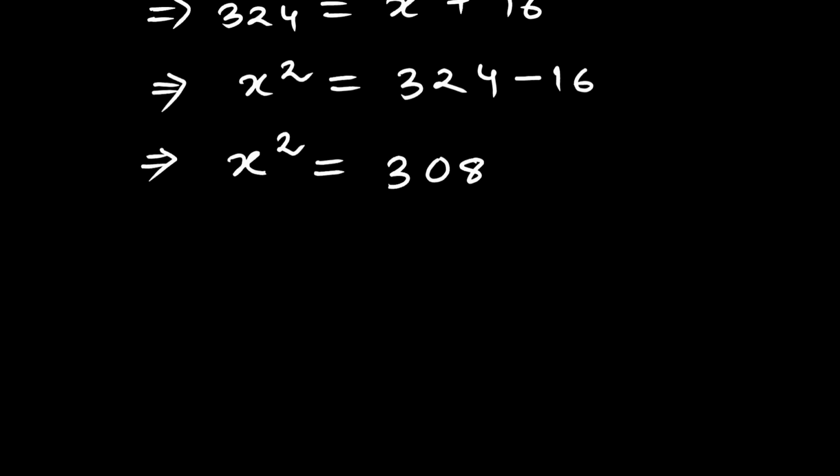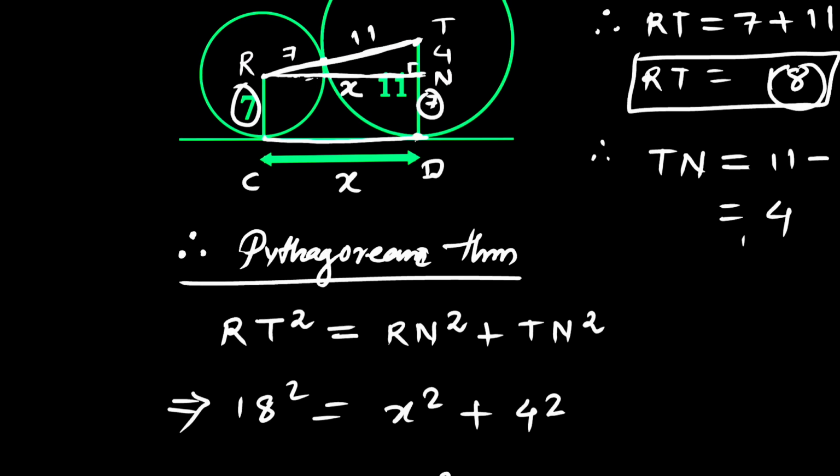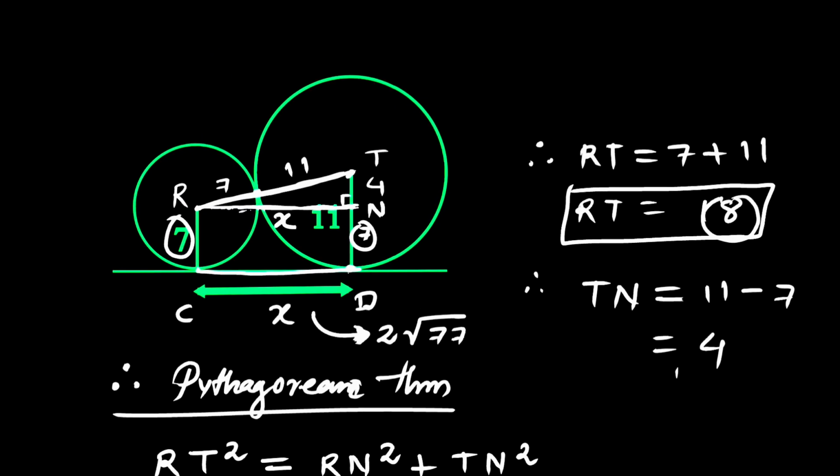Now let's simplify the square root. Since 308 can be written as 4 multiplied by 77, we have x equals square root of 4 multiplied by 77. The square root of 4 is 2, so x equals 2 square root of 77. Therefore, the required distance CD is 2 square root of 77 units. This is a great example of how circle geometry and the Pythagorean theorem work together to solve what initially looks like a difficult problem.